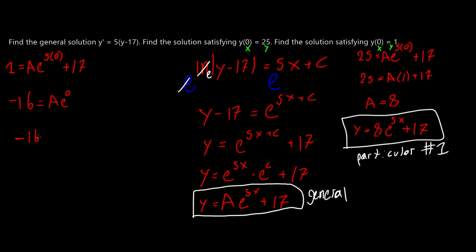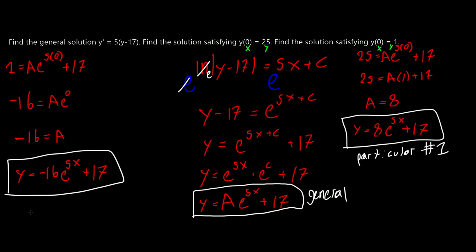Now, anything to the power of 0 is simply 1. So our a will be negative 16. And once we plug it into our general solution, we're going to have y equals negative 16 times e to the power of 5x plus 17. And this is your answer for the second particular solution.